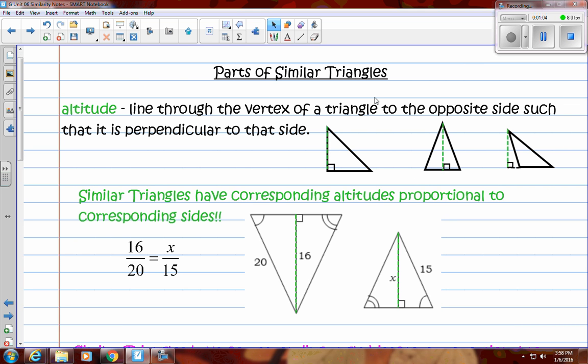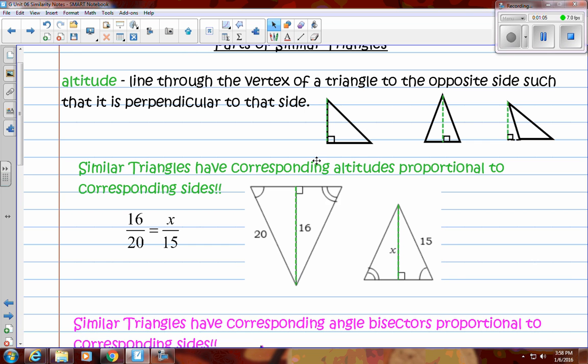When we have an altitude, then the altitude is proportional at the same rate as the sides are proportional. So for example, the relationship between 16 and 20 is going to be exactly the same as the ratio between x and 15. So I can always solve for any of these values by creating a proportion, cross multiplying, and then solving for x.